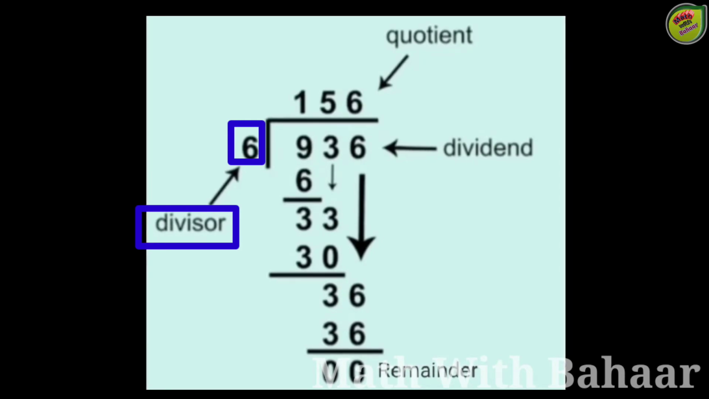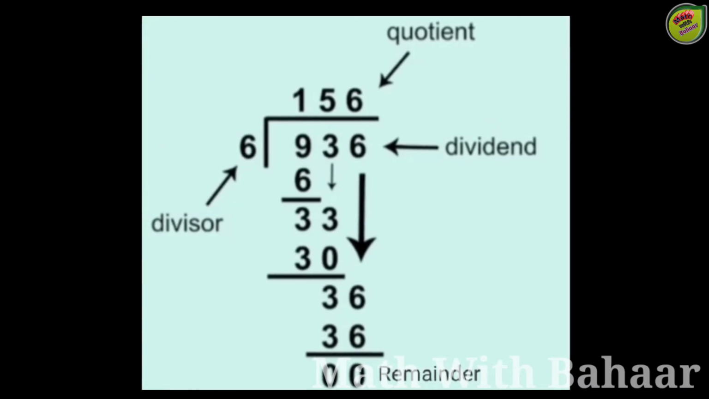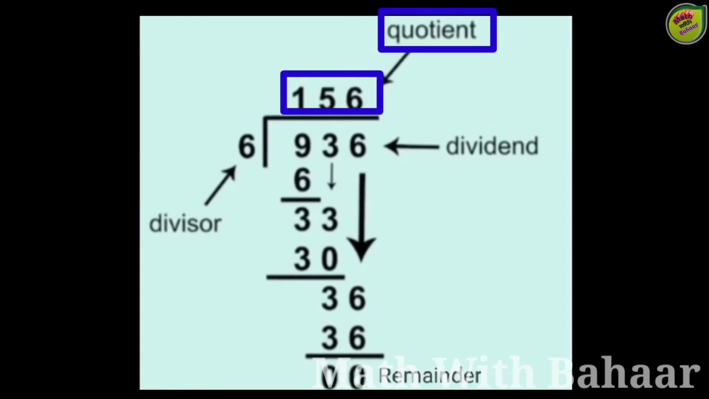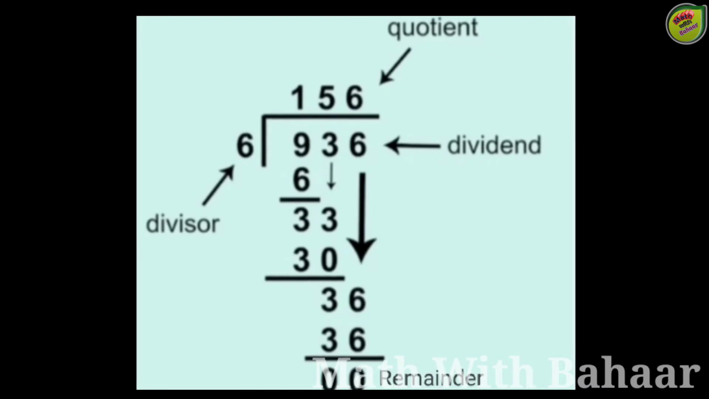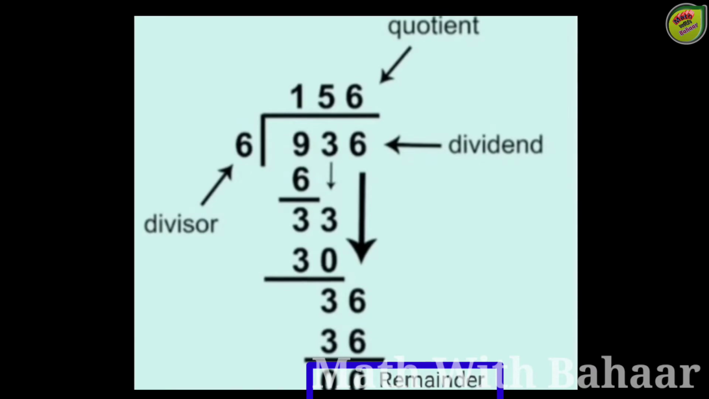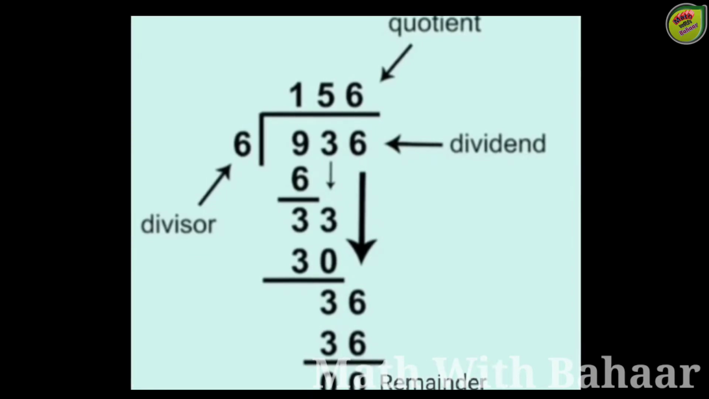Why do we call it as a divisor? Because 6 is a number which divides the dividend. So the number which divides the dividend is called the divisor. So the next component is the quotient. Quotient is the result which we obtained after the division process. So here 156 is the quotient. Then the last component of division is the remainder. So the number which is left after the completion of division process is called remainder. Here we can observe 0 is the remainder.